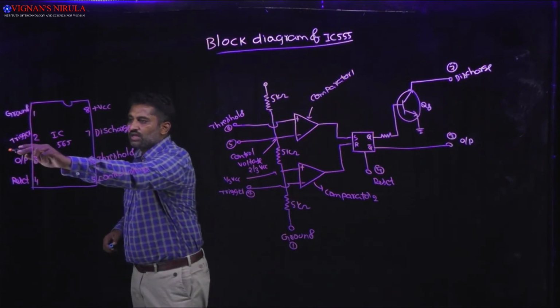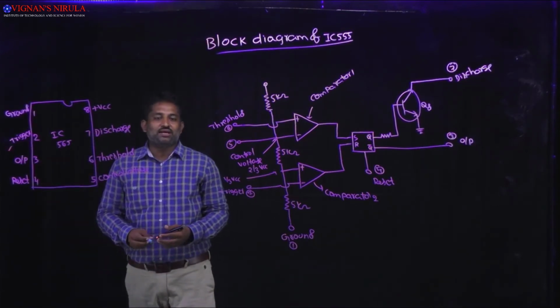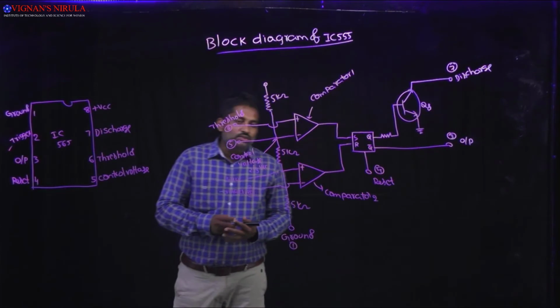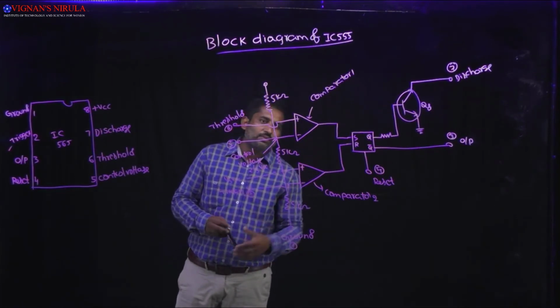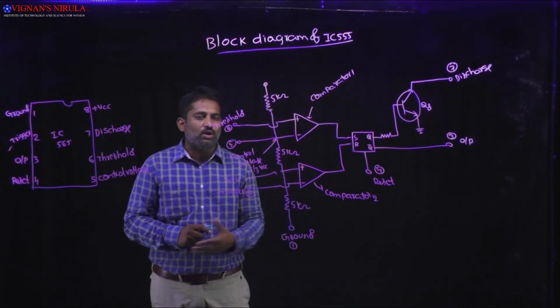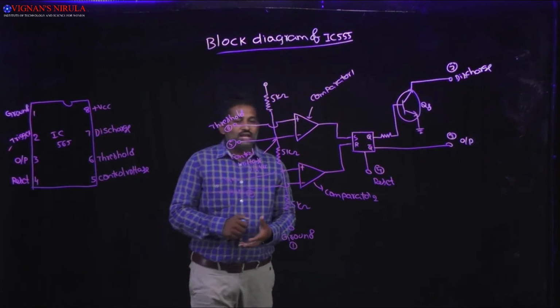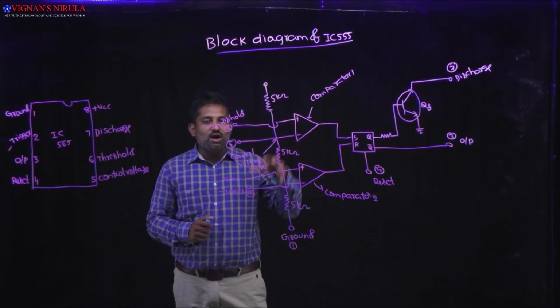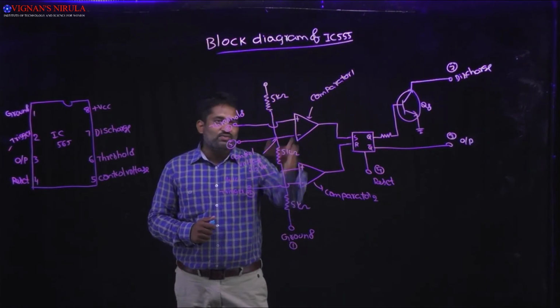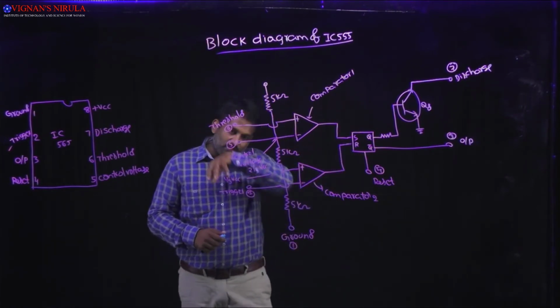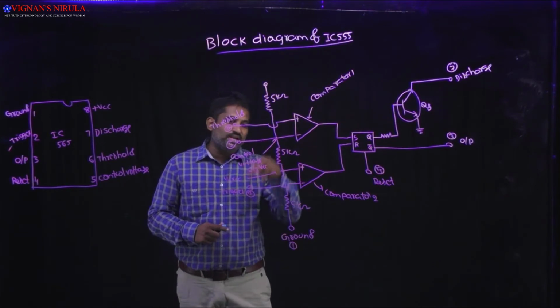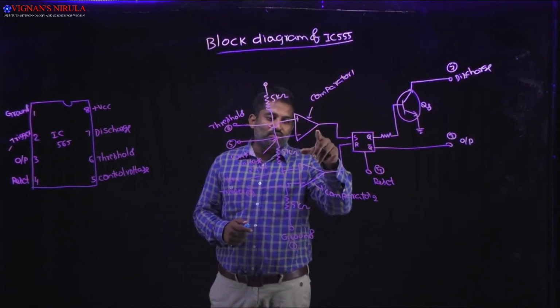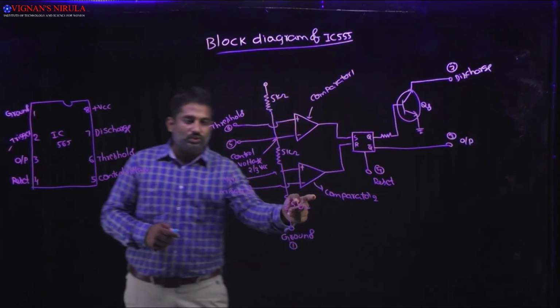And coming to the second one, it is trigger. While I explain the trigger, I am coming to this IC 555 block diagram. Here we have 2 comparators. The internal architecture of IC 555 is like this. It consists of 2 comparators. What are they? Comparator 1 is this, and comparator 2 is this.